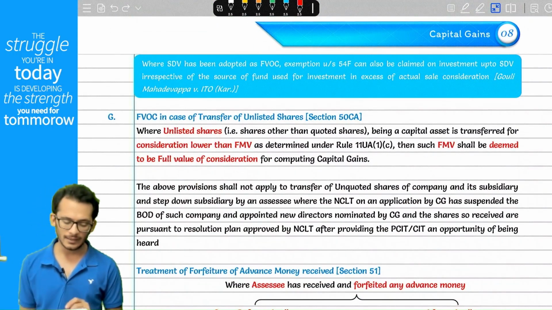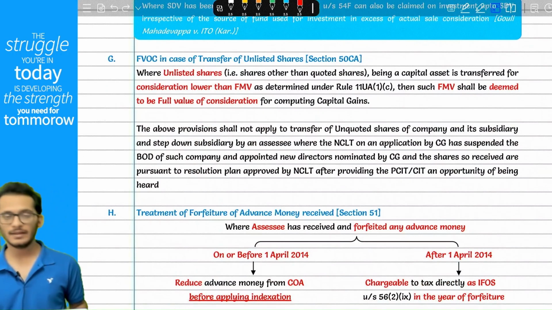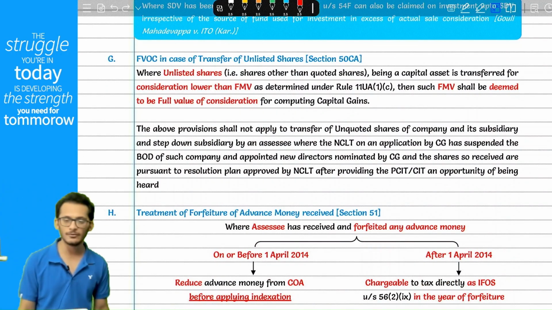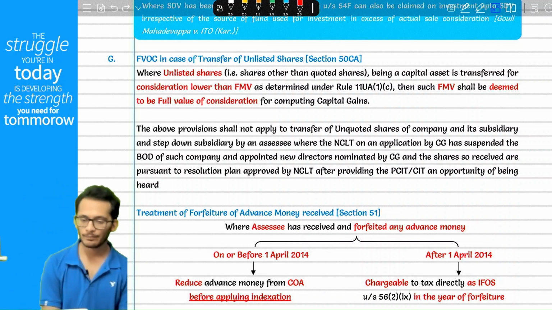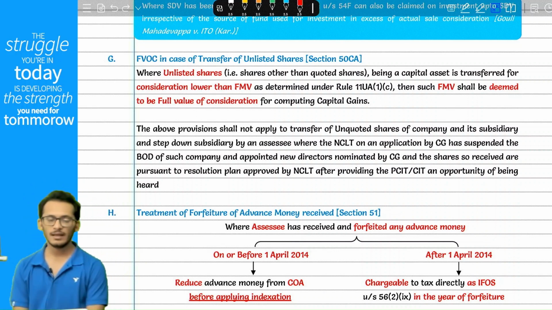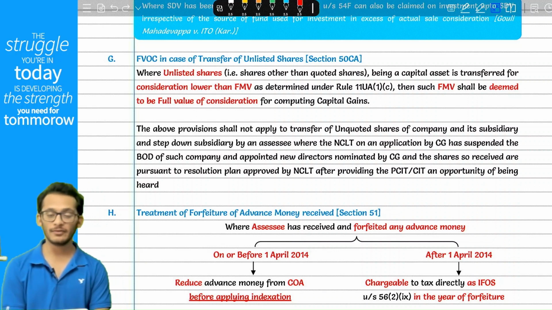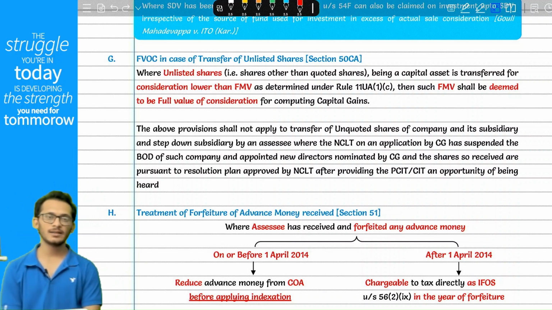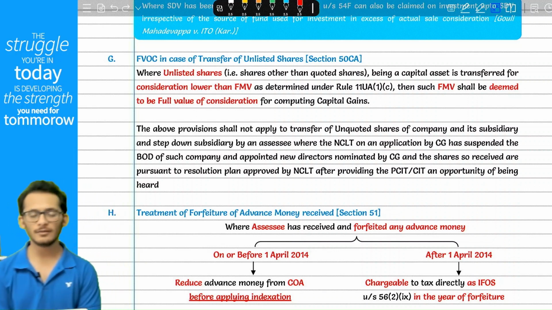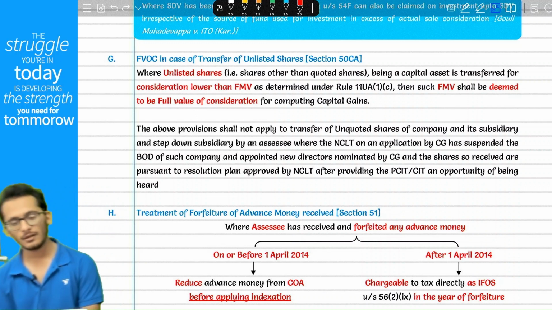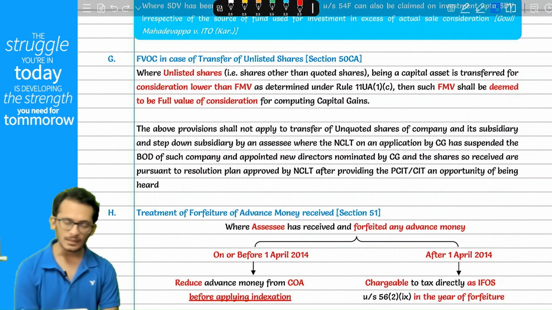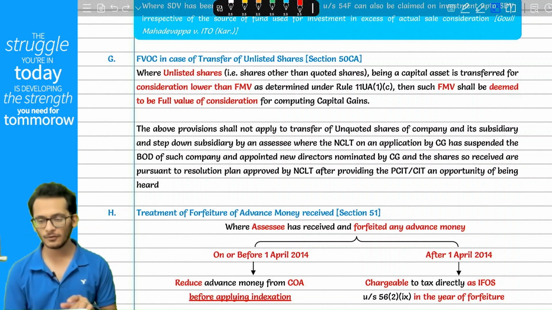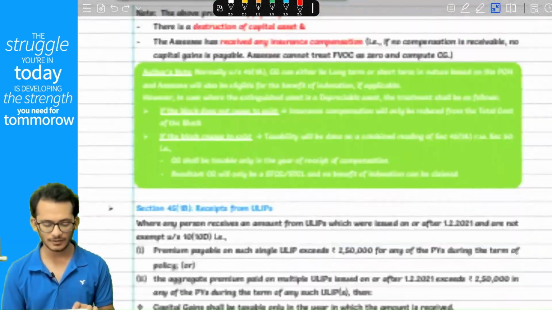Then I had the condition where 50 CA comes and says if you have transferred any unquoted shares, unquoted shares should be transferred minimum at fair market value. If you don't transfer it at fair market value, the fair market value will be assumed to be the full value of consideration. Yes or no? Yes, this was a definition for full value of consideration.